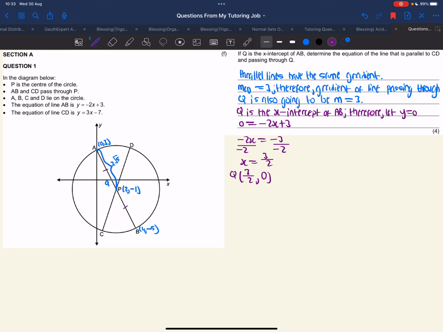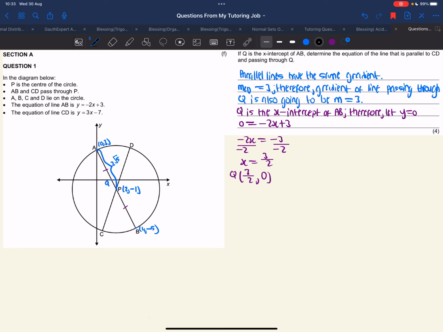Right, now we have the gradient being 3 and we have the coordinate being 3 over 2 comma 0. Now to calculate the equation of that line passing through Q, there are two ways for you to do it, but I'm going to do the most efficient one, that is going to give you the equation straightforward.